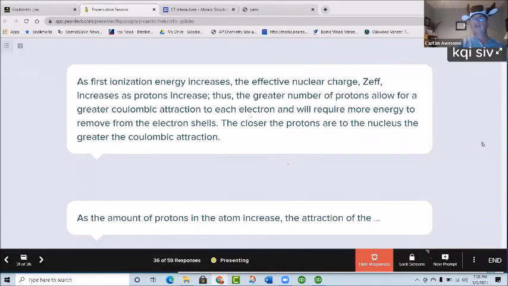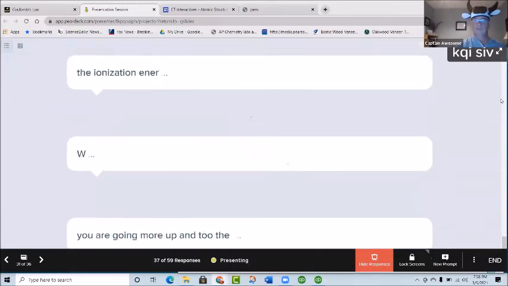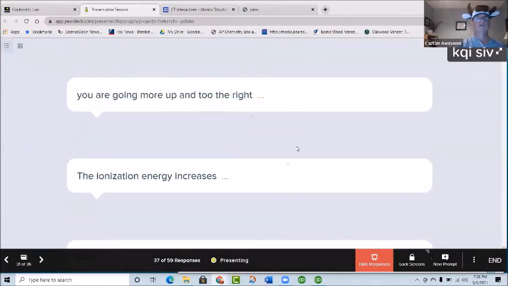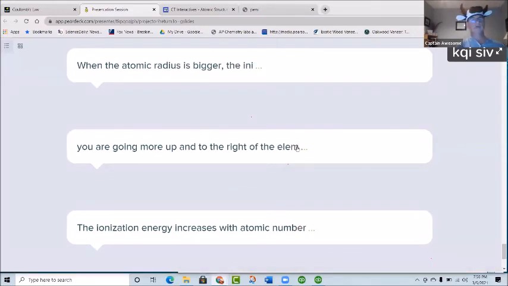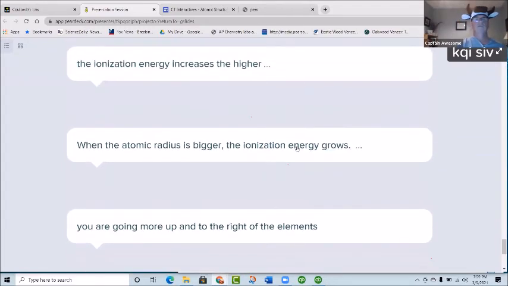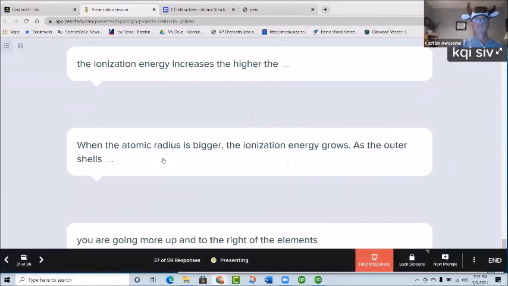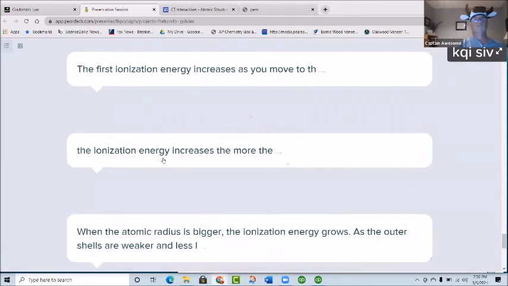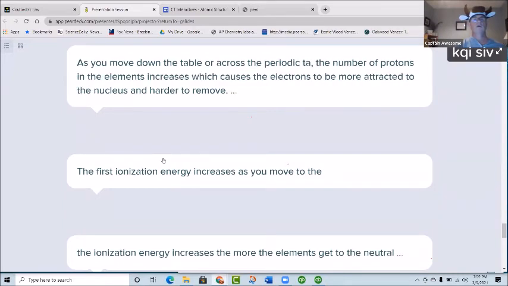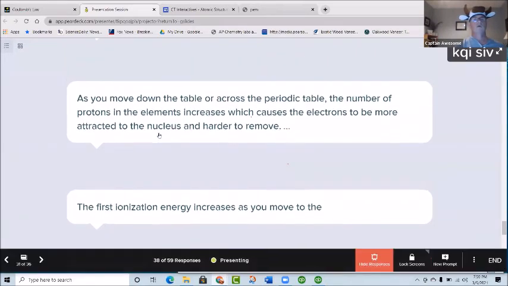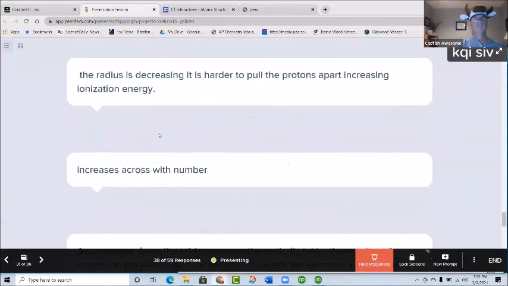All right, let's see. I'm going to scroll down to the bottom this time. Start looking at the answers there. Okay, saying you're going more up and to the right. Keep in mind that in that data table, all of those elements are in the same row. So there is no up. It's just left to right. I'm still here. I'm reading y'all's answers.